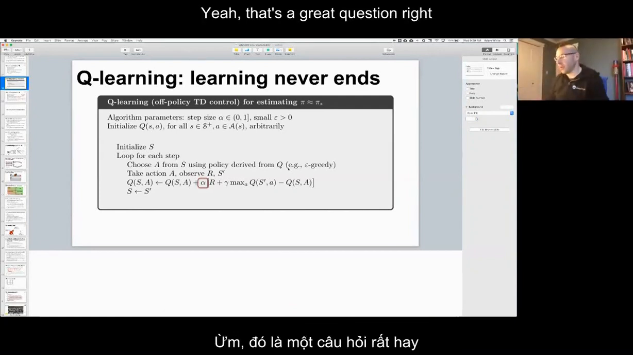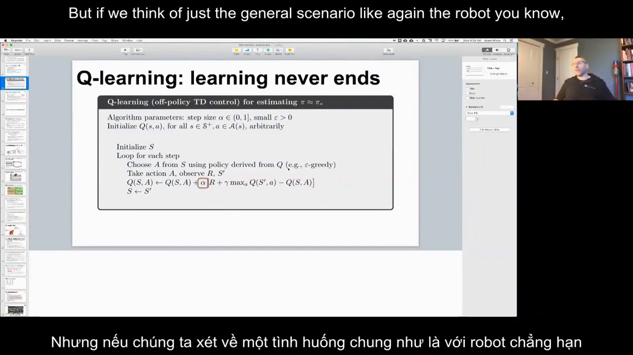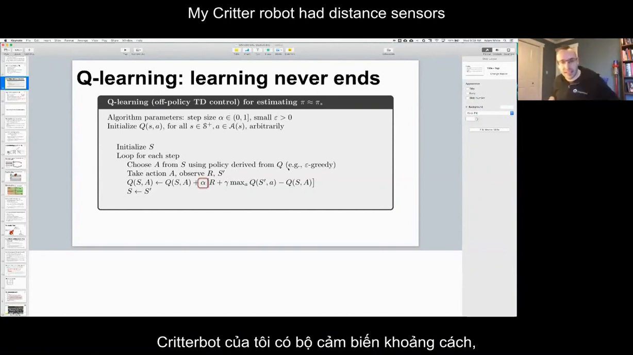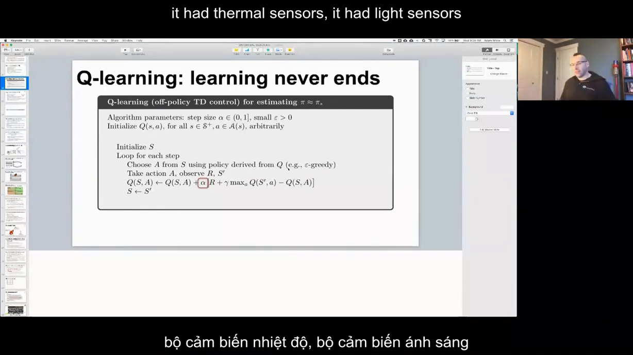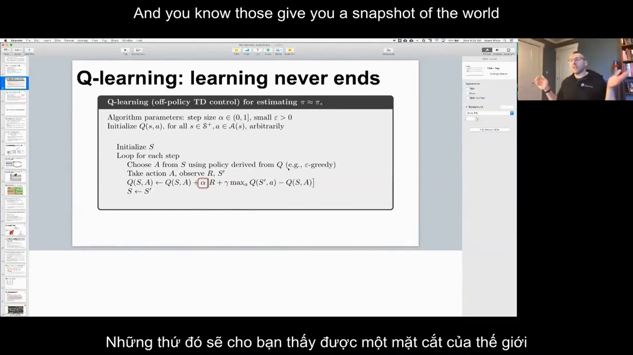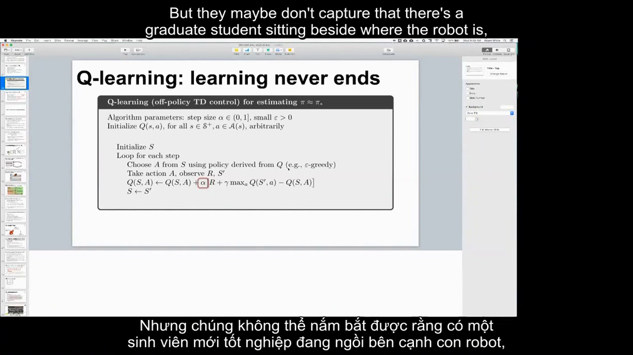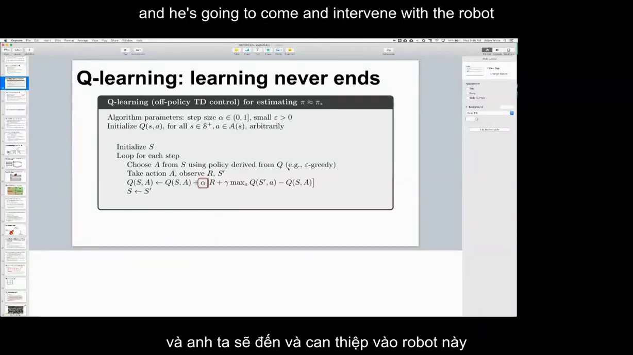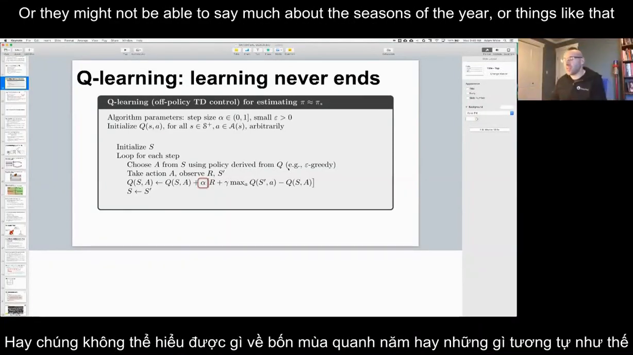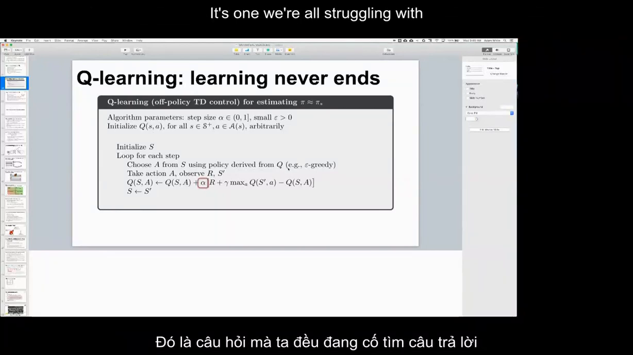Yeah, that's a great question, right? So in my simple grid world, the design of the state was obvious. But if we think of the general scenario, like again, my CRITIBot robot had distance sensors, thermal sensors, and light sensors. And those give you a snapshot of the world, but they maybe don't capture that there's a graduate student sitting beside where the robot is, and he's going to come and intervene with the robot, or they might not be able to say much about the seasons of the year or things like that. And so, yeah, this question of how you design the state is a very hard one. And it's one we're all struggling with.